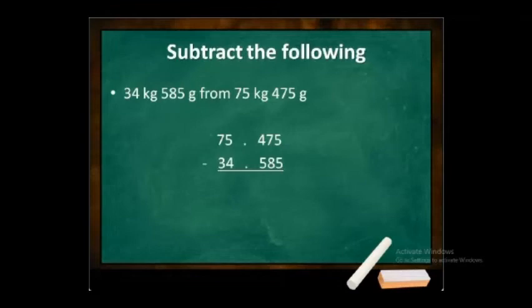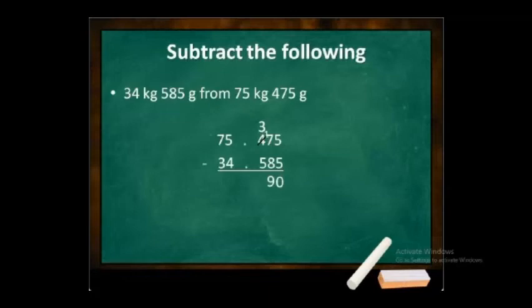So 5 minus 5 is 0. 7 minus 8, you cannot minus because the number is small. So what you will do is, from 4 you will borrow 1 and give it in tens place. So it becomes 17. So 17 minus 8 is 9.